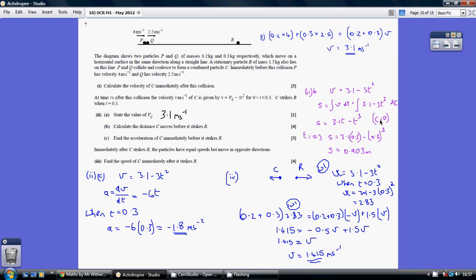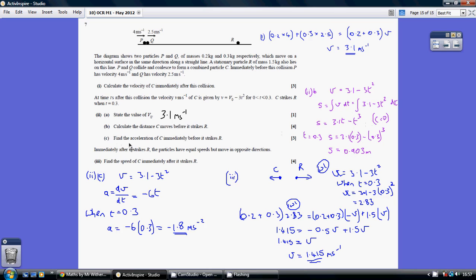Now the constant c is 0. The distance travelled at t equals 0 is 0. So, I haven't forgotten the constant, I just realised that our unknown constant is 0. Now substituting in when t is 0.3, we can work out that the distance travelled is 0.903 metres.